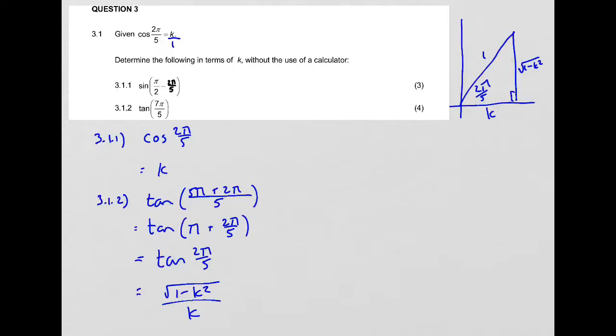All right, marks here are allocated. 2 marks for your cos 2 pi over 5 here, a method mark and an accuracy mark for your answer. The marks are a little bit more liberal for these questions in AP than they are in core. And then 3.1.2, you get a method mark for your reduction. Remember, you never ever have to show that step, but you're welcome to if you want to. Then there's an accuracy mark for the tan 2 pi over 5, and then an accuracy mark each for your numerator and denominator.